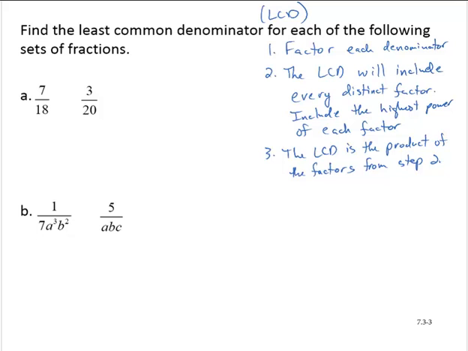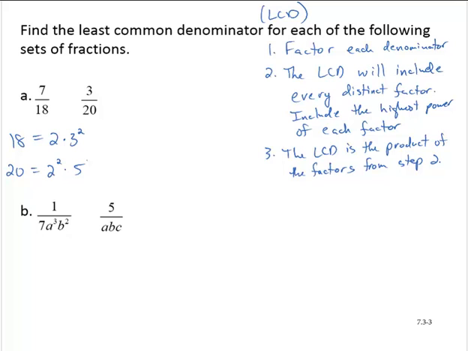In exercise A, we have 7/18 and 3/20. We're asked to find the least common denominator. So let's focus on the 18 and the 20. To factor, I'm going to use prime factorizations. The prime factorization of 18 is 2 times 3 to the second. The prime factorization of 20 is 2 to the second times 5.